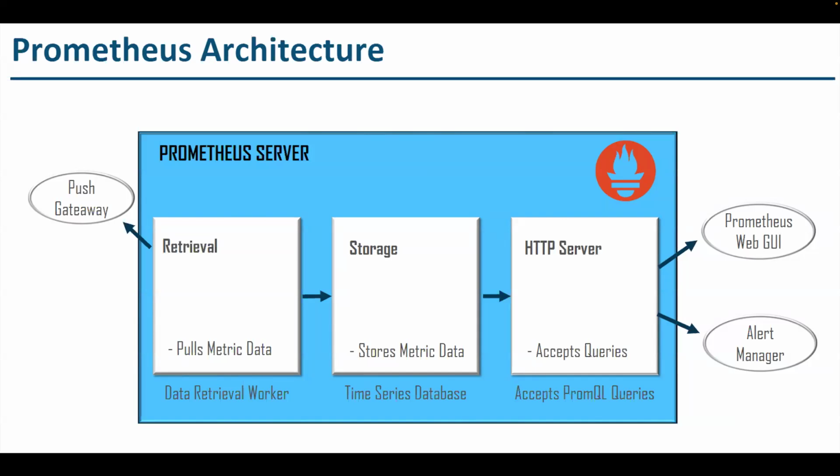The data retrieval worker is the component which retrieves the data from the targets. That's what pull configuration is. It is the component which will pull the metrics from the targets. Understand this concept thoroughly. Once it pulls the metrics from the targets, it will store those metrics in the time series database, TSDB. It's a local database where metrics are stored as per the timestamp. That's why it's called a time series database.